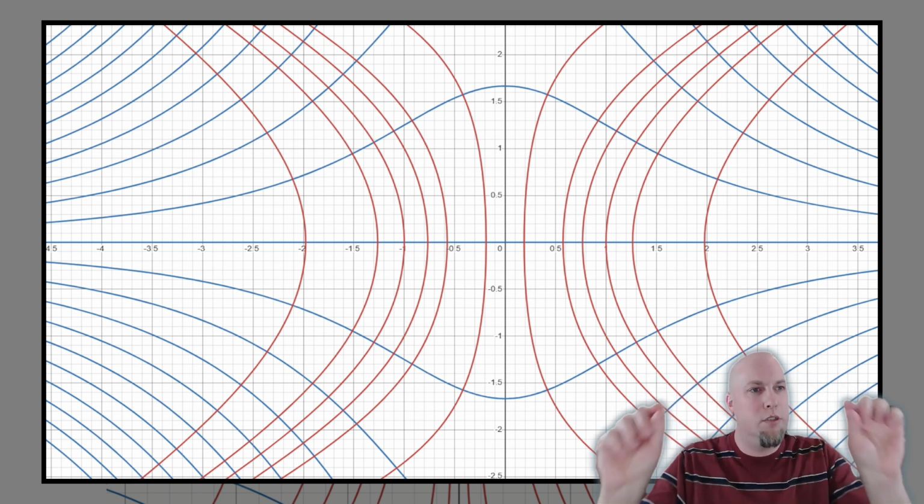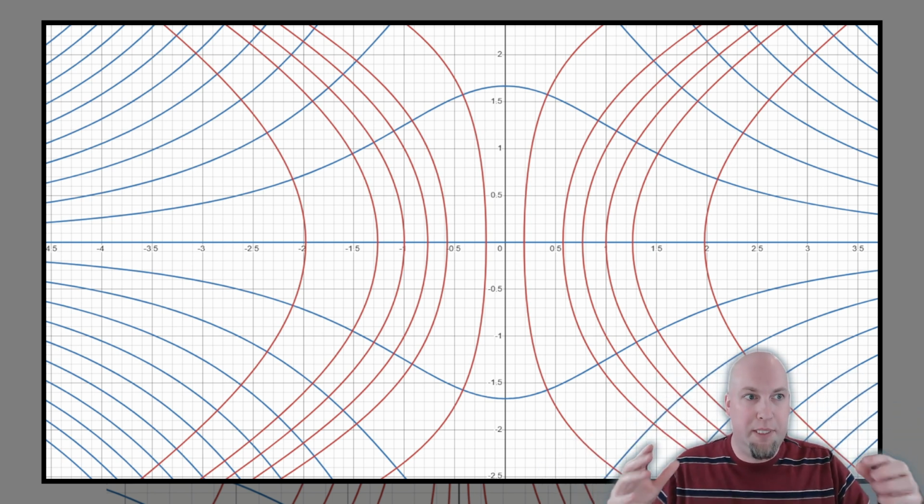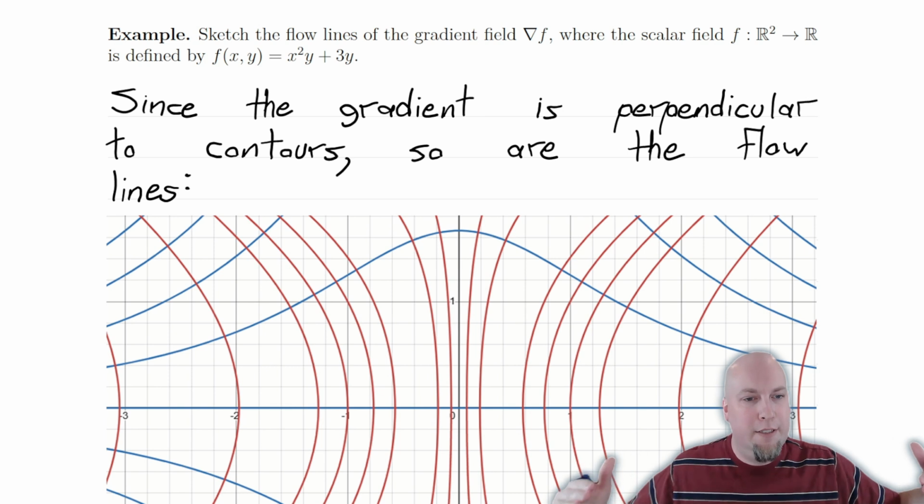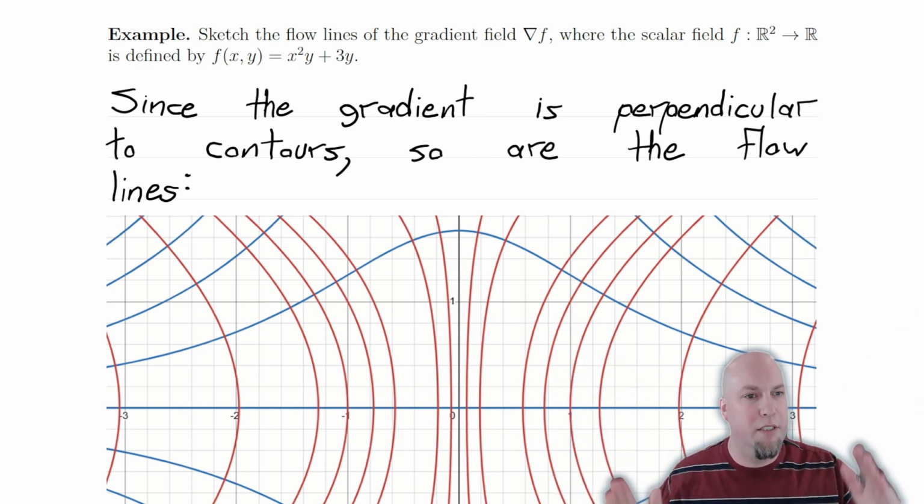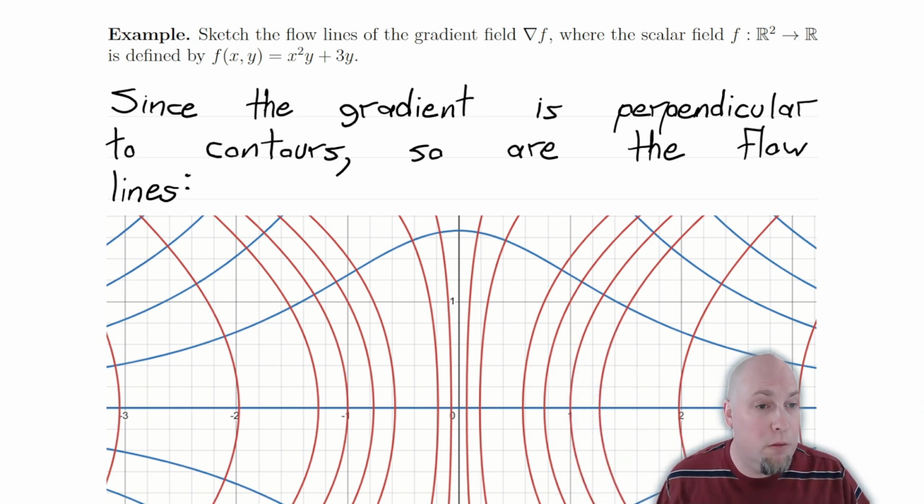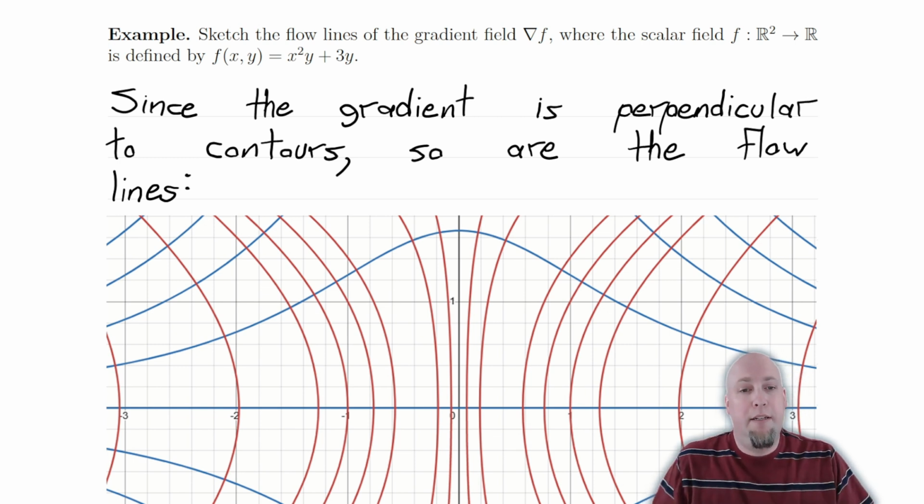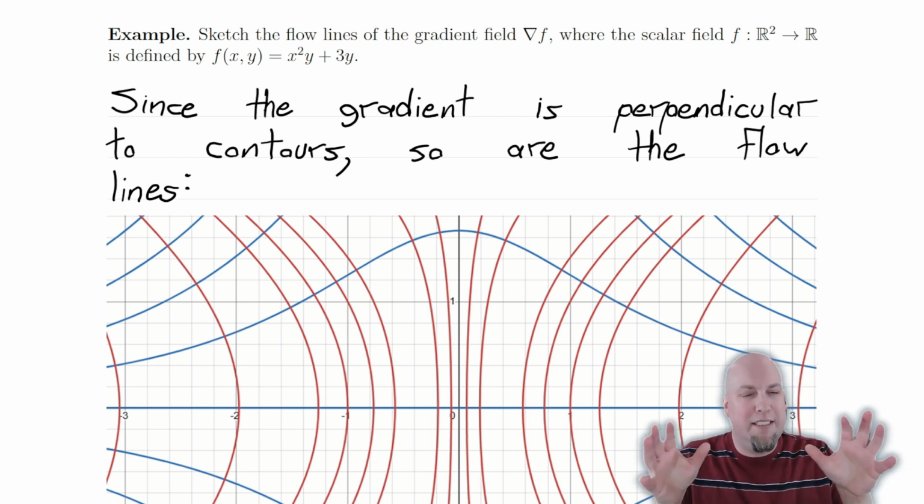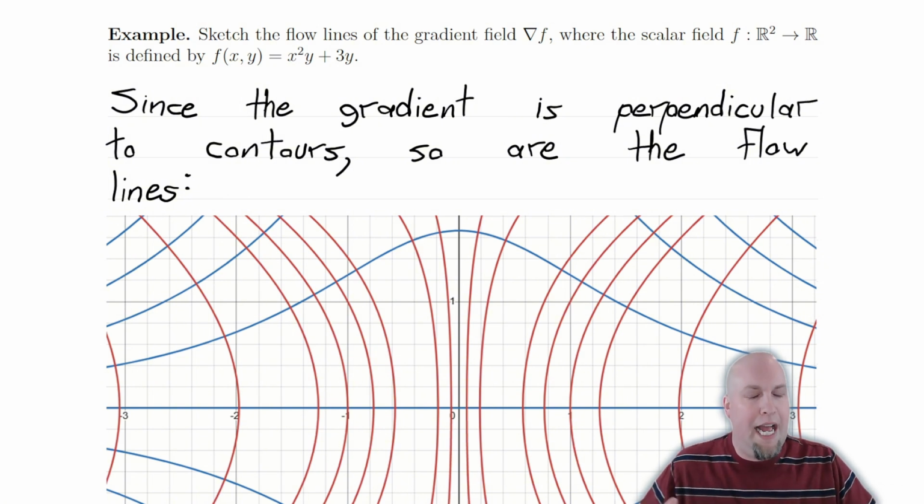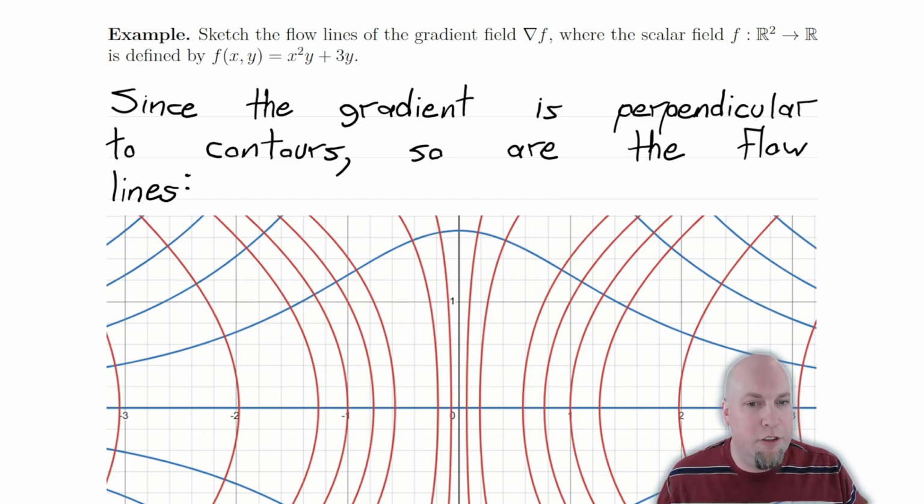If you draw the contours of the scalar field, the potential function, and then draw curves that are perpendicular to them everywhere, that's what the flow lines look like. And I mean, a couple things to be careful here. This is only true for gradient fields, so that you have a potential function, so that you have contours. But it is true for gradient fields and contours in general.